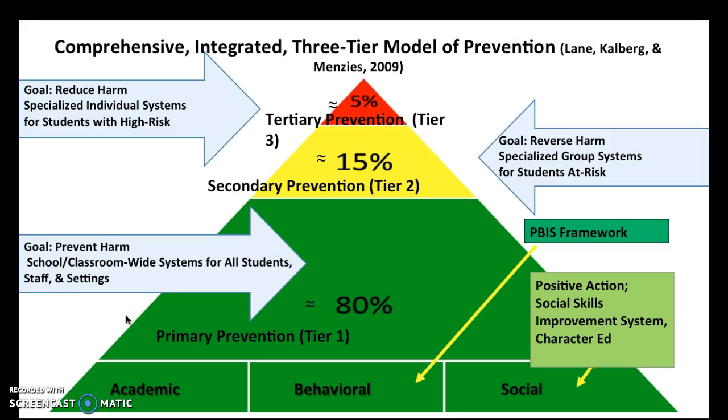The TFI fits very nicely with the comprehensive integrated three-tiered model that we've adopted here in St. Louis County, thanks to the work of Drs. Lane, Kahlberg, and Menzies. This CI3 team model looks at three different domains, the academic, behavioral, and social, all within one multi-tiered framework. And the TFI tends to do the same. You're looking at a lot of specific behavioral and social pieces that really build systems within all three tiers. So you're really evaluating all three tiers at once.